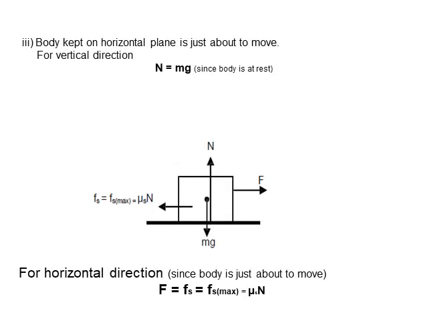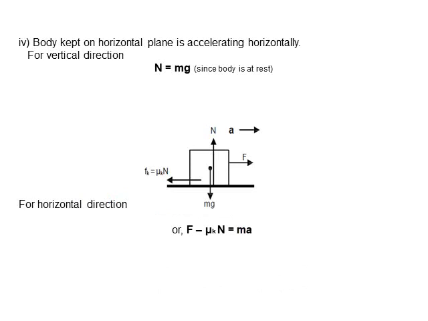Third case, body kept on horizontal plane is just about to move. For vertical direction, N will be equal to mg, and for horizontal direction, F will be equal to Fs max, and that is equal to mu s into N. Body kept on horizontal plane is accelerating horizontally. For vertical direction, N will be equal to mg, and for horizontal direction, F minus mu k N will be equal to ma, the net force.